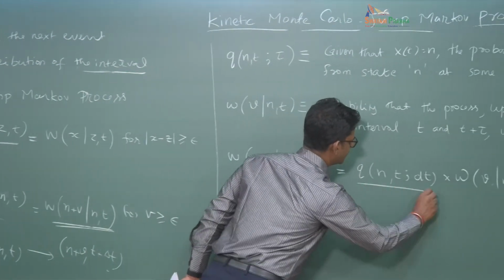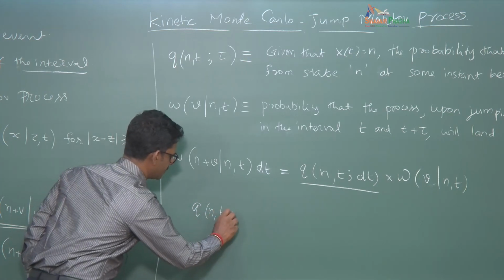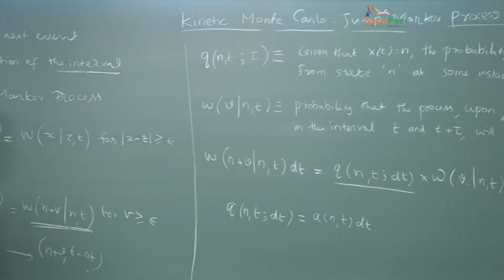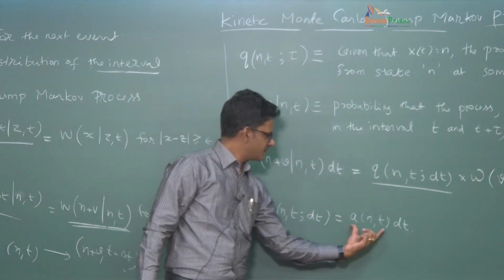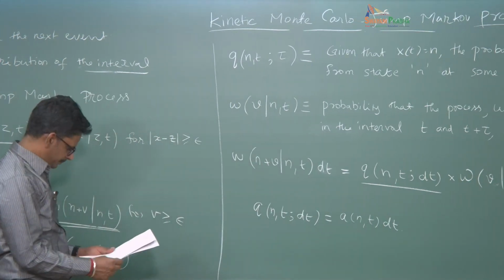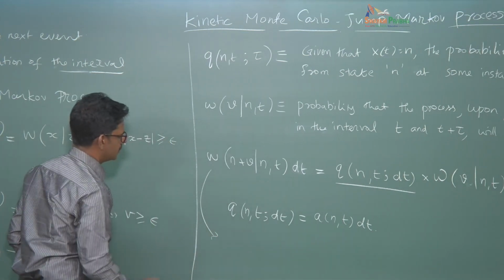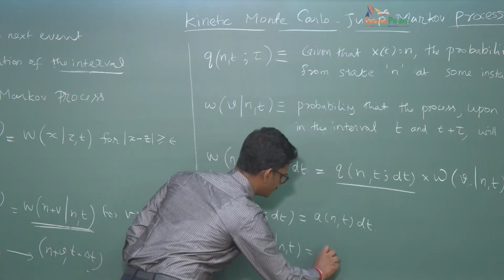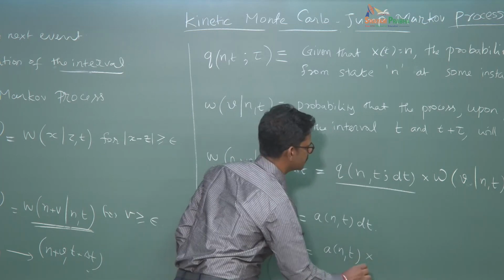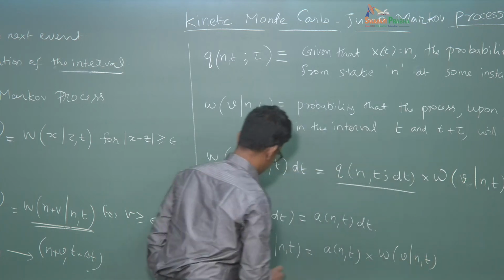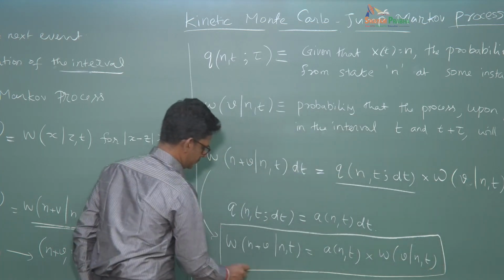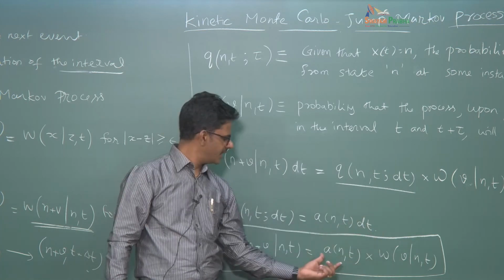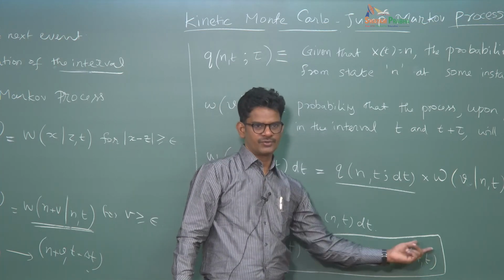Now I am going to define this with another function: q of n comma t dt is equal to some a of n comma t dt. So this jump probability is now written in terms of some constant times delta t. If I substitute here, I will see that w of n plus v, n comma t is basically given as two functions. This a, the function a of n comma t, is basically like a rate constant, the probability per unit time that it jumps. This is more like a rate constant, and the other is where exactly the system is going to sample a new space after jumping.